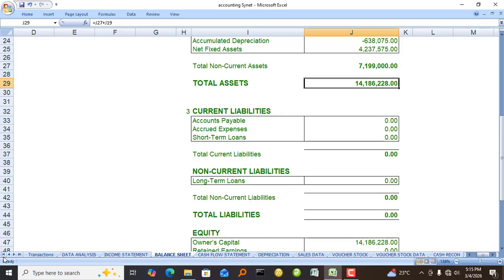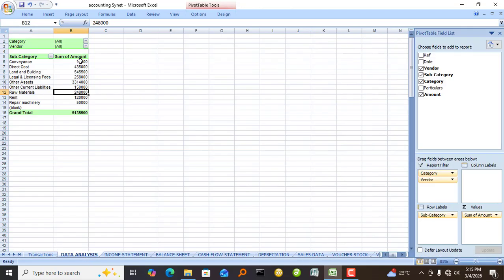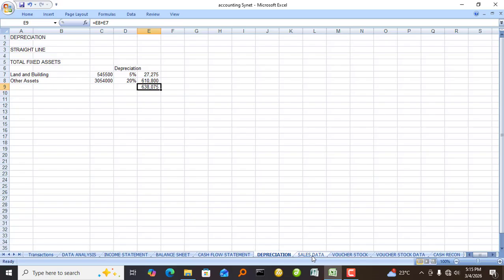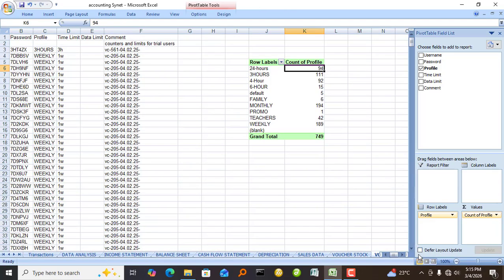So basically on this, you get your transactions here, write them in a book, in a ledger, put them together, and note, don't miss any. Then you do a data analysis, pivot table. Then you get this data that you need to feed. These are all from pivot tables. Depreciation, this one, no, this one was not. Yeah, it was from a pivot table. Voucher stock data, cash recon, and all that. You can see all that. All these are pivot tables.